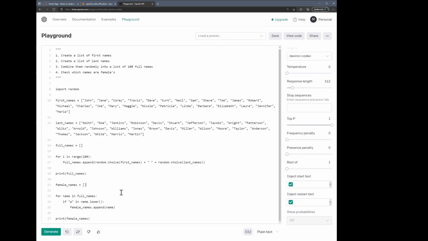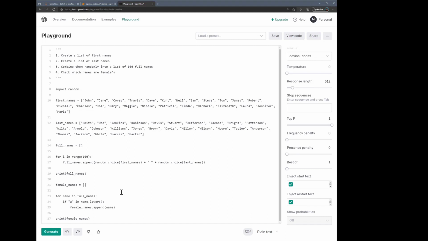And then for some reason, OpenAI found code that checks if a name contains an A, then it's a female name. So it does something. Whether that is correct or incorrect depends very much on this particular data set. And this is one of the things that I mentioned at the beginning, that it could very easily fool us into having a program that makes sense, but maybe does not necessarily fulfill all the requirements that we want.